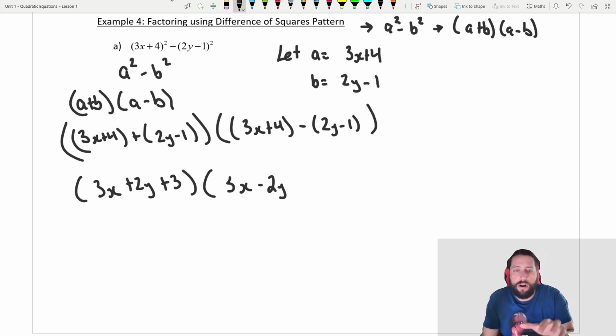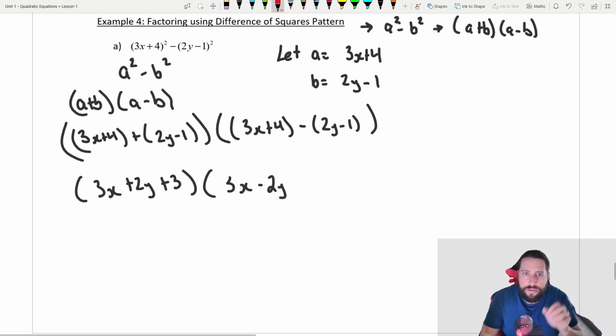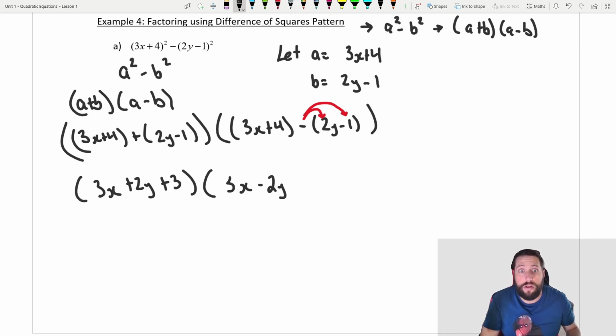Okay, but now because it's minus 2y, you actually have to distribute this negative into the bracket here. So it's going to switch all the signs there. That's where you get the negative 2y from. But now it's going to change this negative 1 so that it's positive 1, because a negative times a negative gives you a positive. So now it's 4 plus 1, which is 5. And that is your final answer.